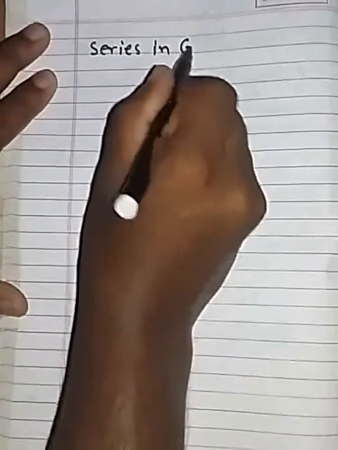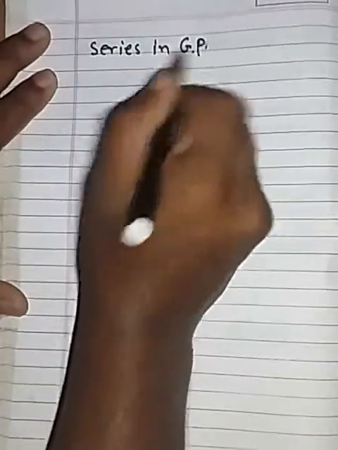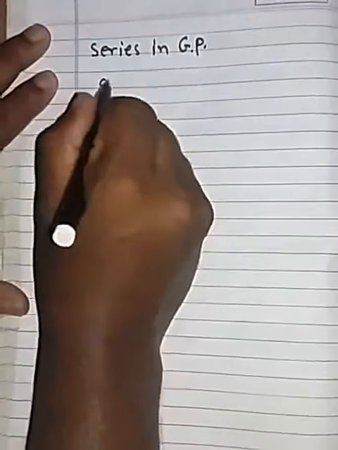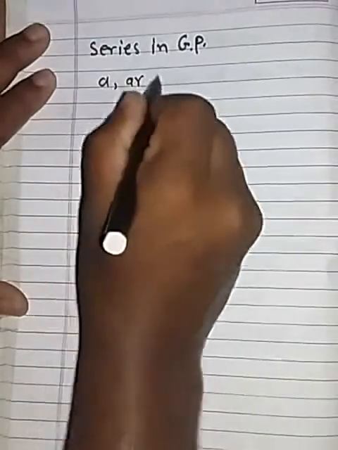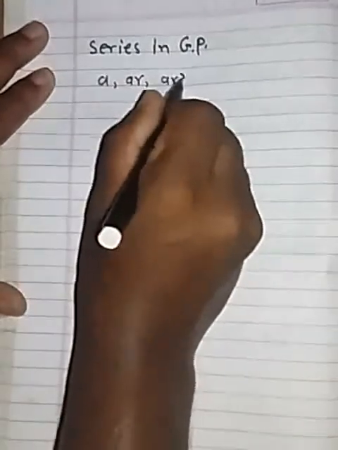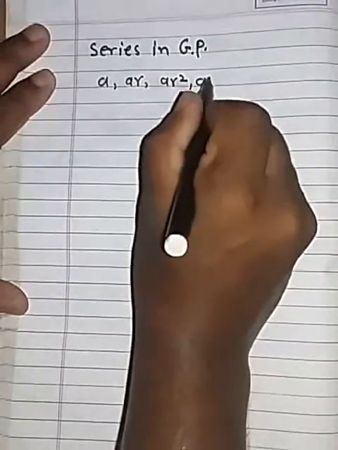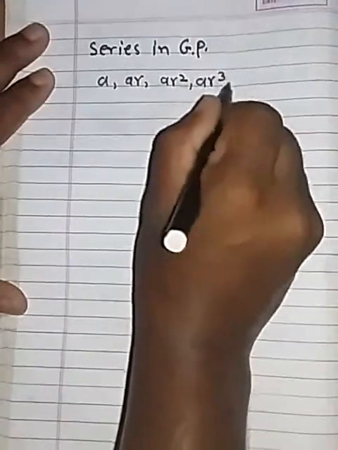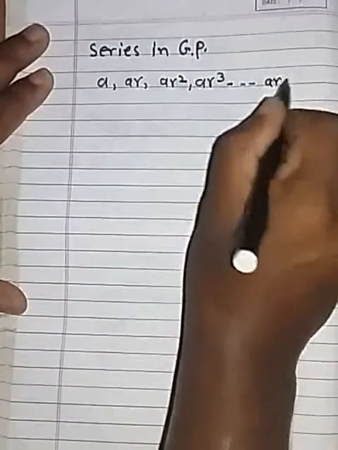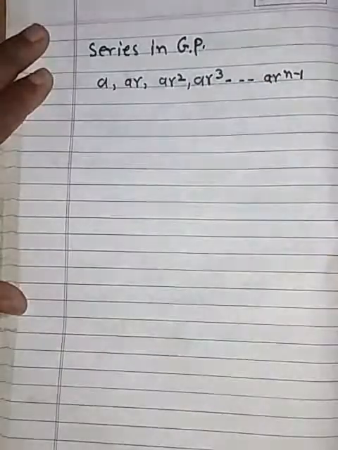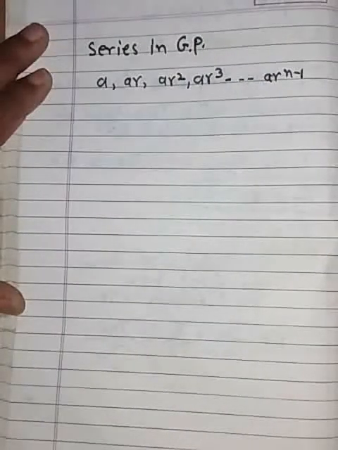Here we will see how to write a series in GP. Let a be the first term. We will write a, ar, ar square, ar cube, dot, ar to the power n minus 1. This will be the series in GP.